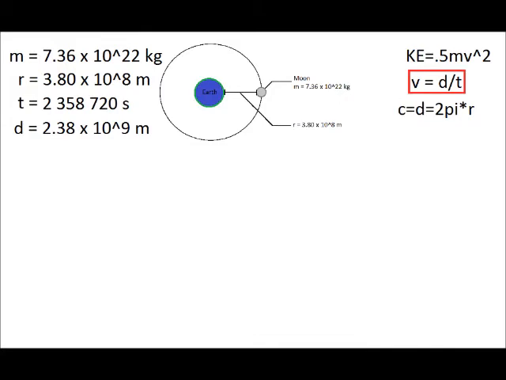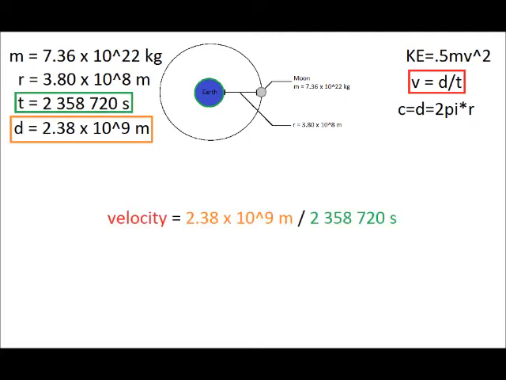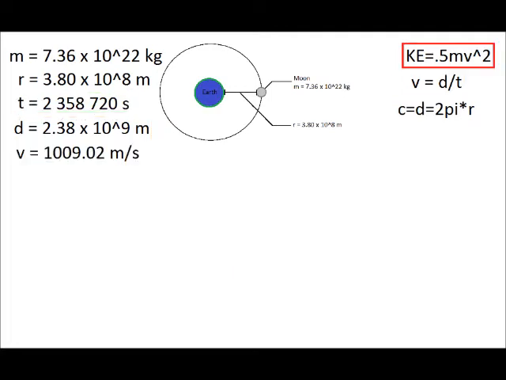So we have all the components for velocity. We just take the distance over time, which will equal 1,009.02 meters per second. Alright, so we have all components for kinetic energy now, so we'll just apply that to the formula.